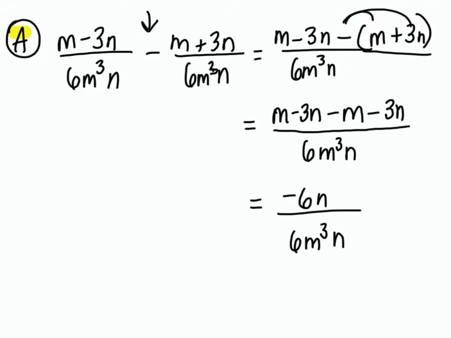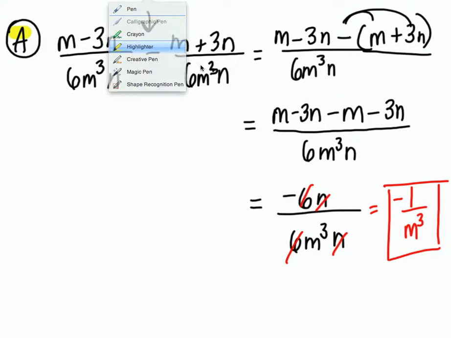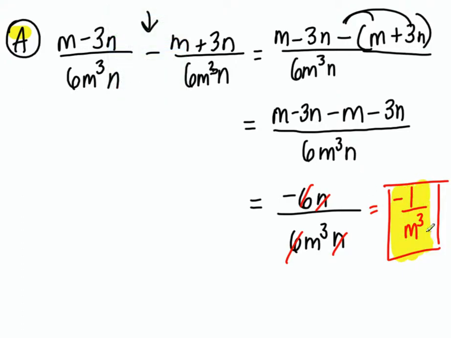Is that my final answer? Can you cancel? Yes. Negative 6n over, what would happen here is when you get here, what goes away? Because now everything's meshed together as multiplication, so the n's would go away. And 6's. So negative 1 on the top over m to the third. Negative 1 over m cubed. That's your answer.